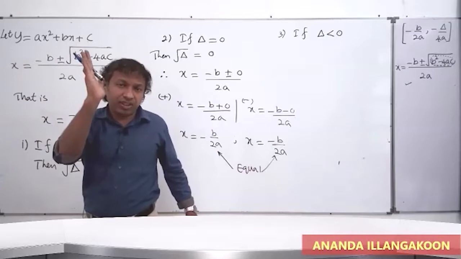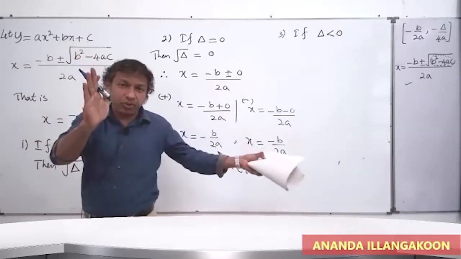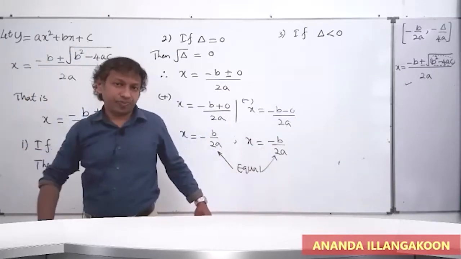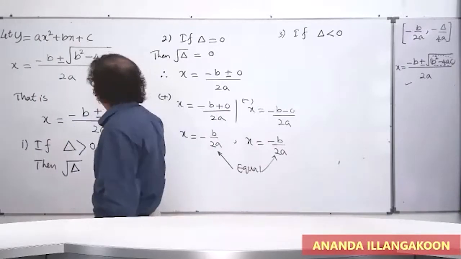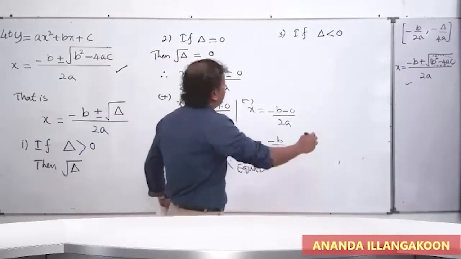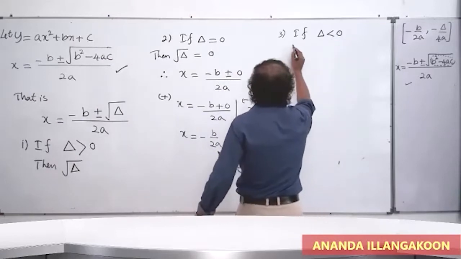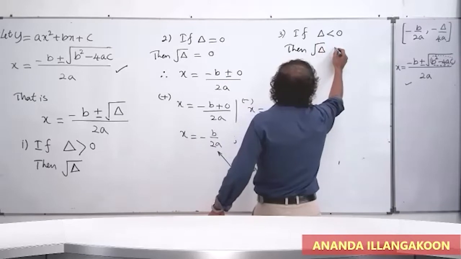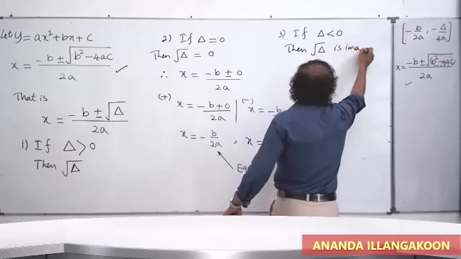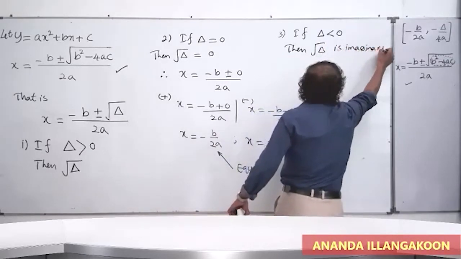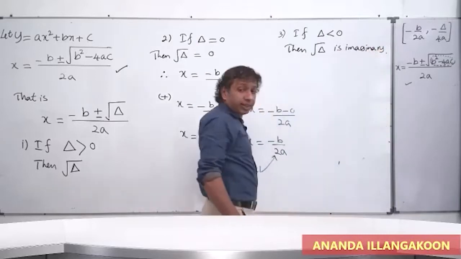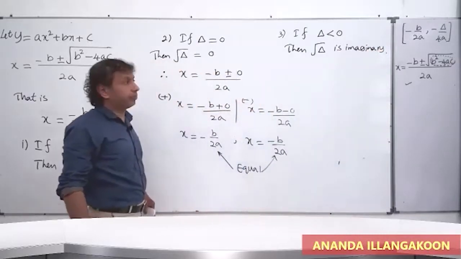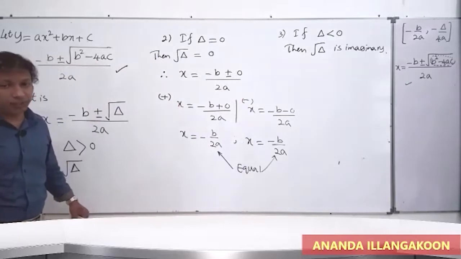On the middle of the number line, we have 0. To the right, positive values. To the left, negative values. Okay? So now you can write. If delta negative, if delta less than 0, then root delta is imaginary.